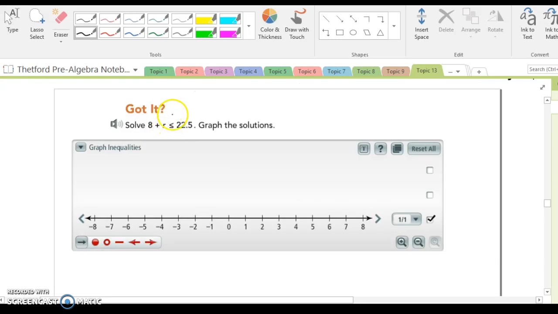Right, so like we did on the last problem, we draw our line. Right now we're adding 8, so we've got to do the opposite. So we're going to subtract 8 from both sides.